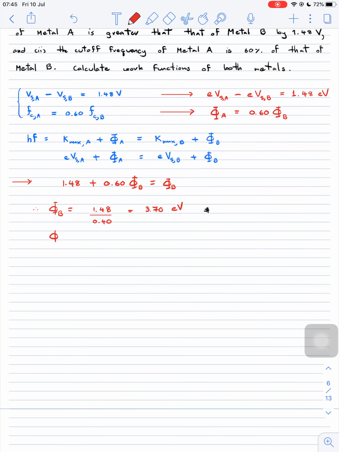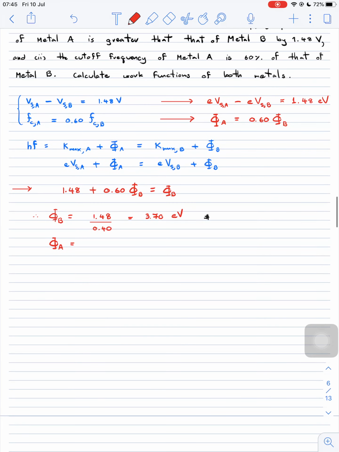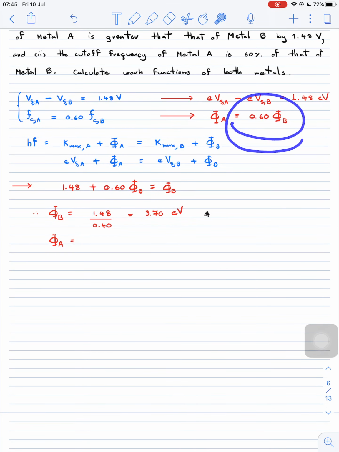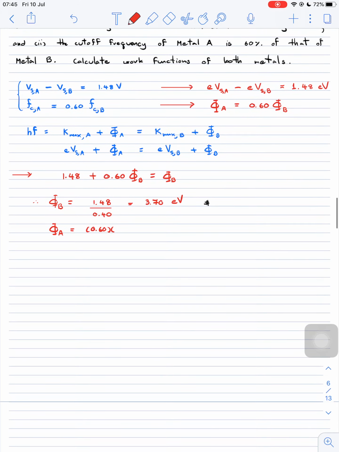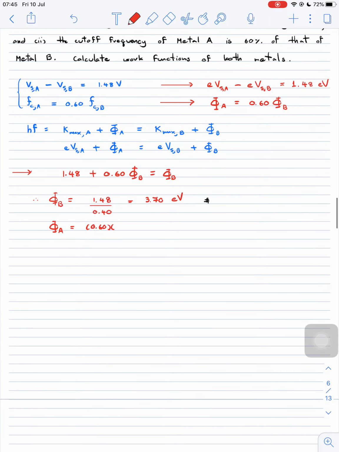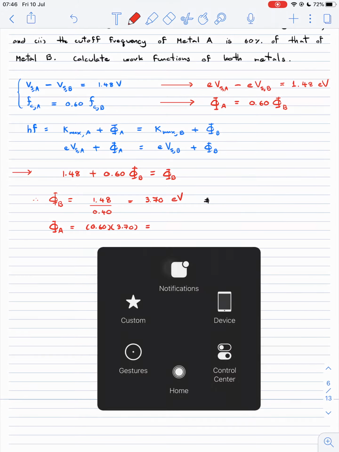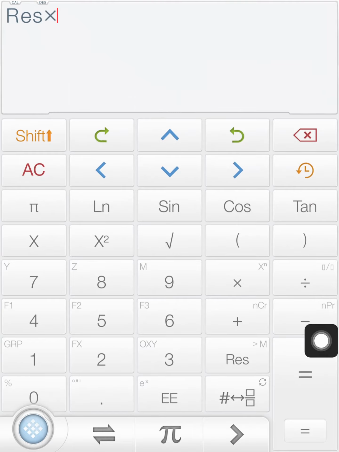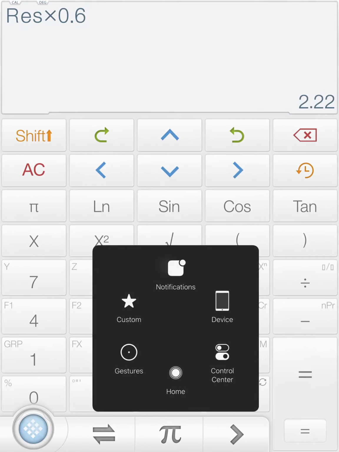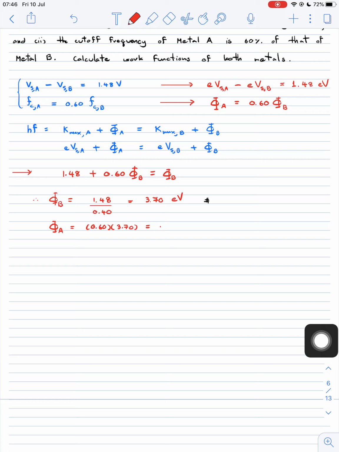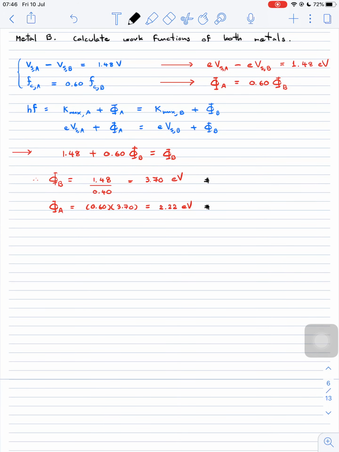Now for the work function of A, it's just equal to this one, 0.60 times the work function of B. Sorry, it's not the flux, it's just the work function. 0.60 times 3.70, which is equal to 2.22 electron volts. So this is going to be the answer.